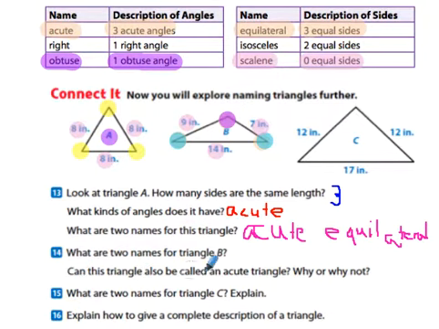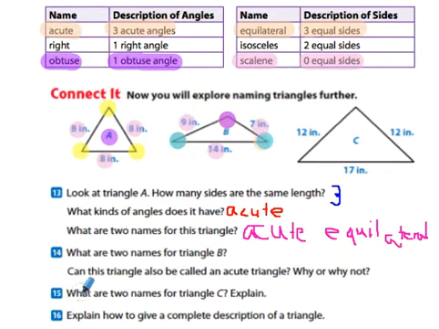Can this triangle also be called an acute triangle? Why or why not? It's got 2 acute angles. Can we call it an acute triangle? No, because an acute triangle has to have 3 acute angles, and this only has 2 acute angles.